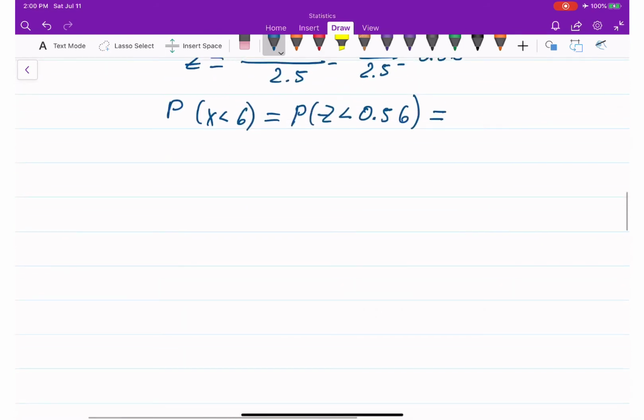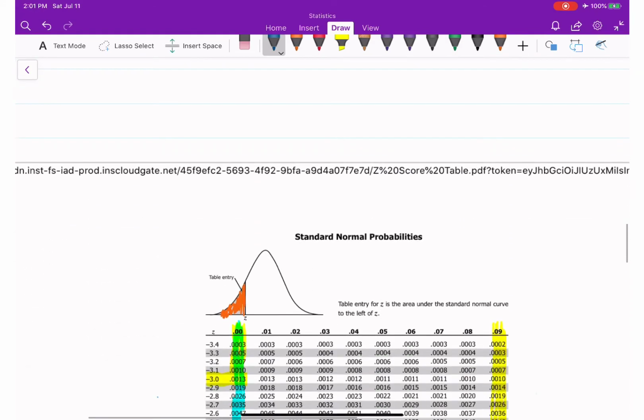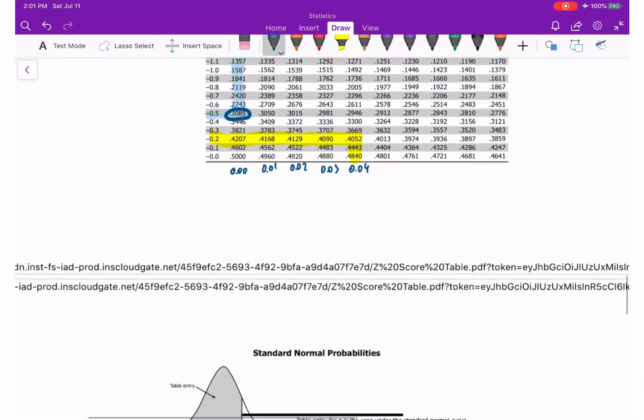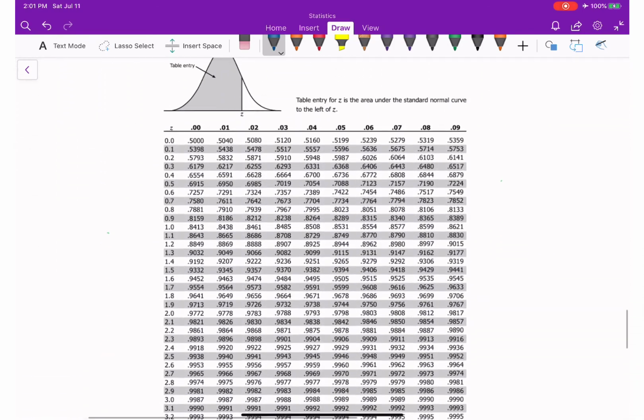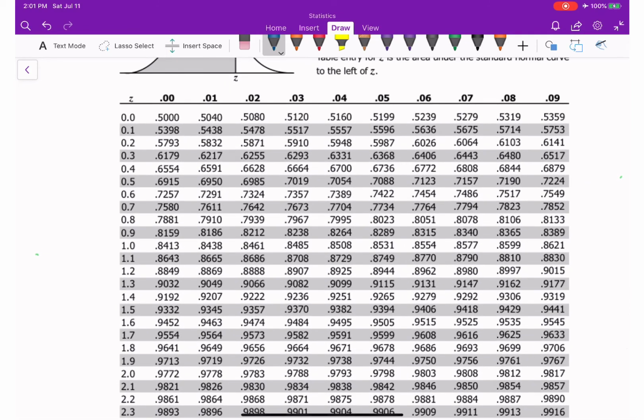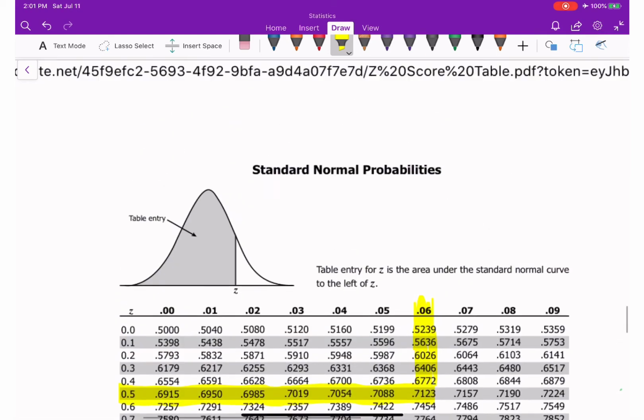Pay attention, the z-score is positive, so I'm going to the second page because there are two pages. One page is negative, one page is positive. If you watch the video for the z-score table, 0.56, here it is, 0.5, and I'm going all the way to 6. There we go. It's going to be 0.7123.